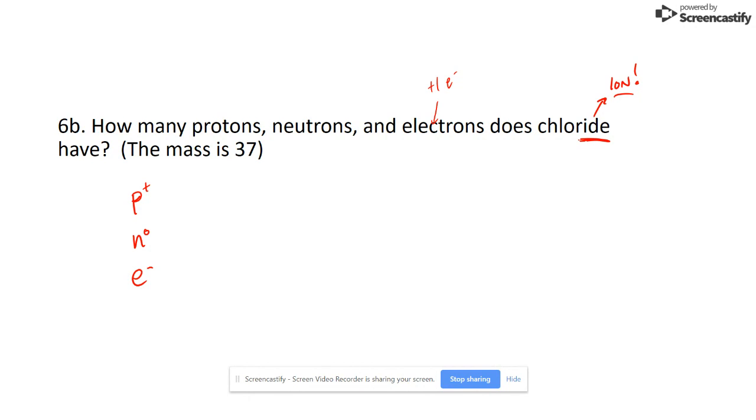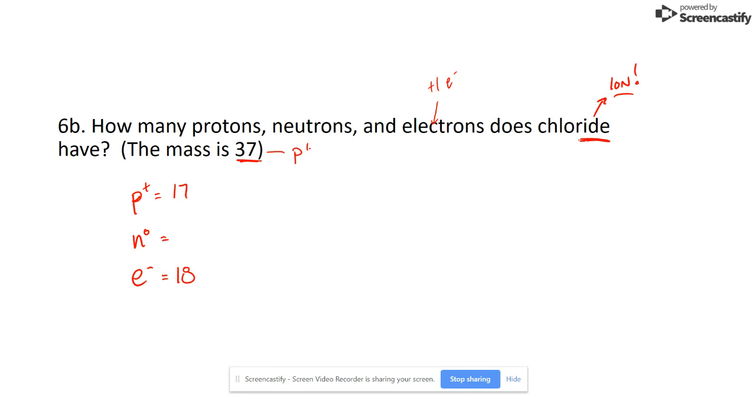And so now let's look at our periodic table. We see that the atomic number for chlorine is 17, which means that there's 17 protons. And then we just talked about it. There's one extra electron giving it that -1 charge. So there's 18 electrons.